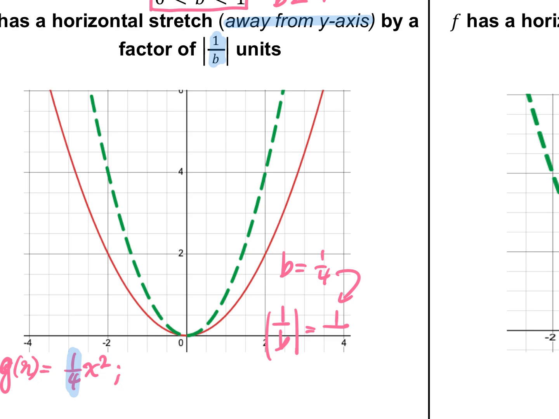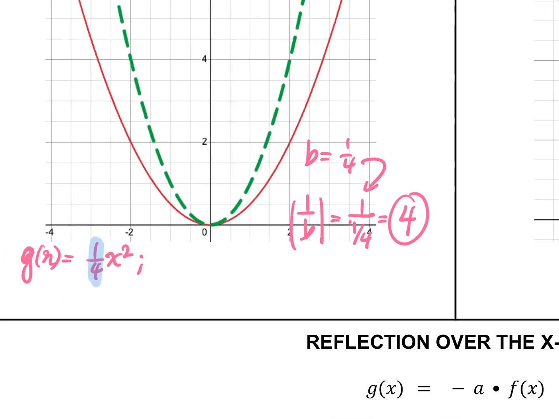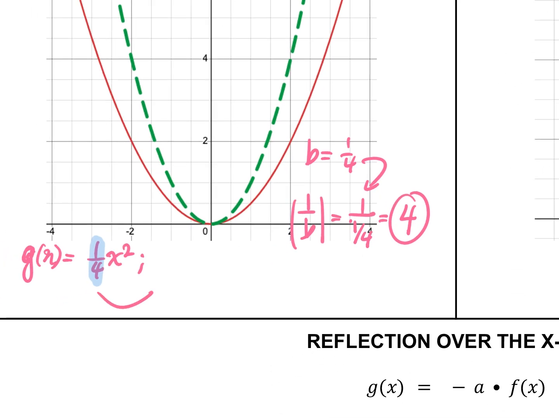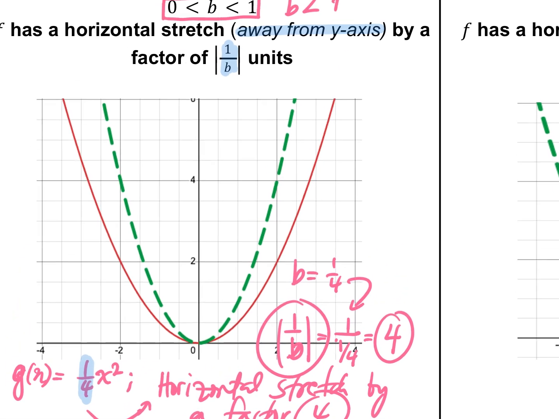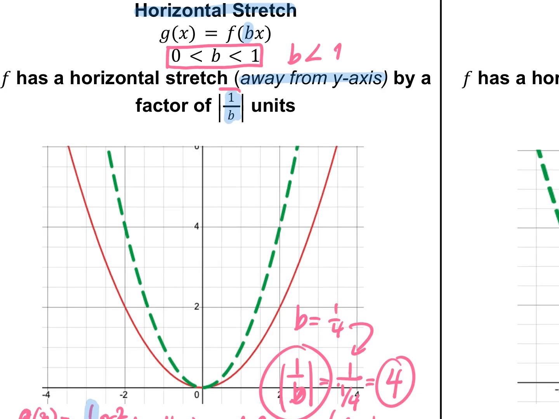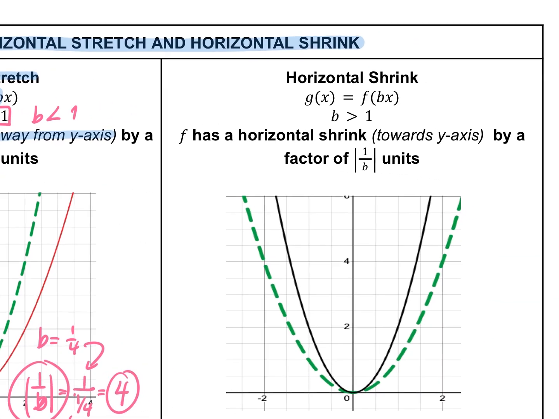1 is still going to be the same there, but this time the value of b is 1 over 4. And if you're going to divide this one, 1 divided by 1 over 4 is going to only give you 4. So to describe the transformation that happens here, we can say that there's going to be a horizontal stretch by a factor of 4. Okay, we get that 4 because of this basis of computing the horizontal stretch by the unit of 1 over b units. Okay, let's go to the horizontal shrink.